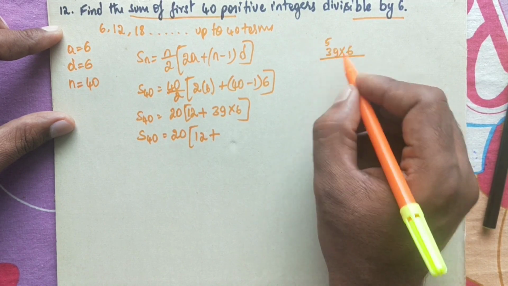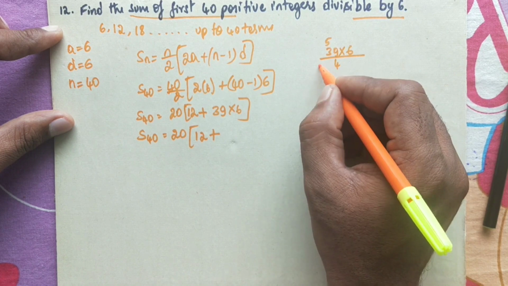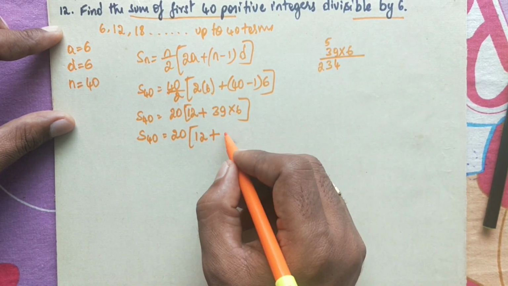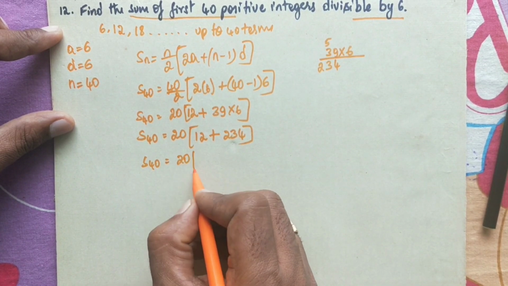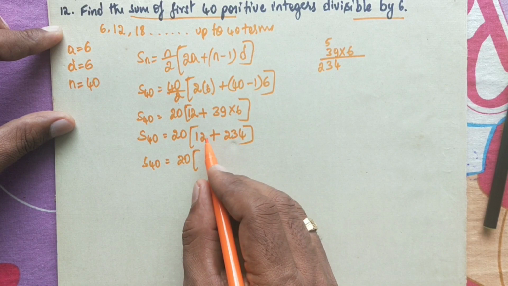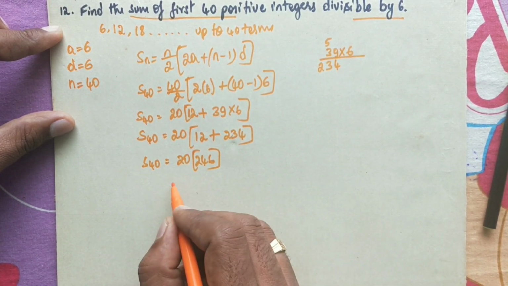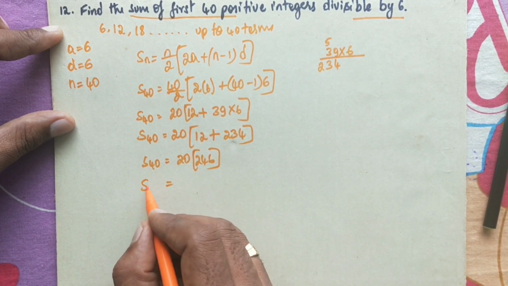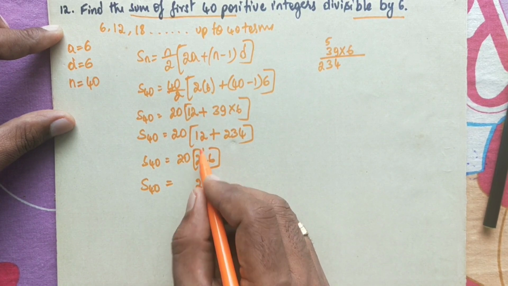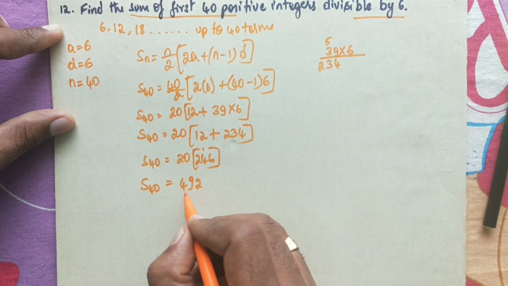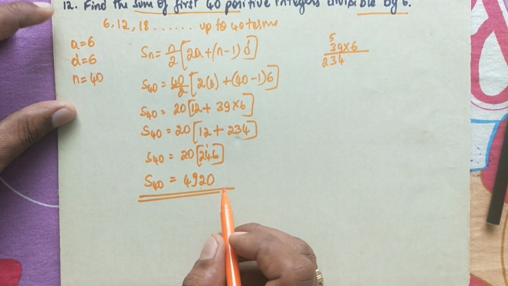S40 is equal to 20 into 12 plus 39 into 6. 9 sixes are 54, 6 threes are 18, 234. So S40 is equal to 20 into 246. So 246 is multiplied with 20, 2 sixes are 12, 1 carry, 2 fours are 8 plus 1 is 9, 2 twos are 4, 0 as it is. So S40 is 4920.